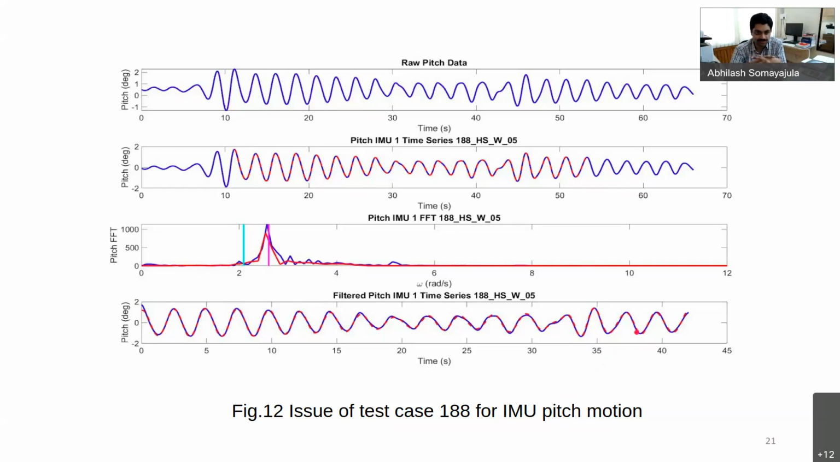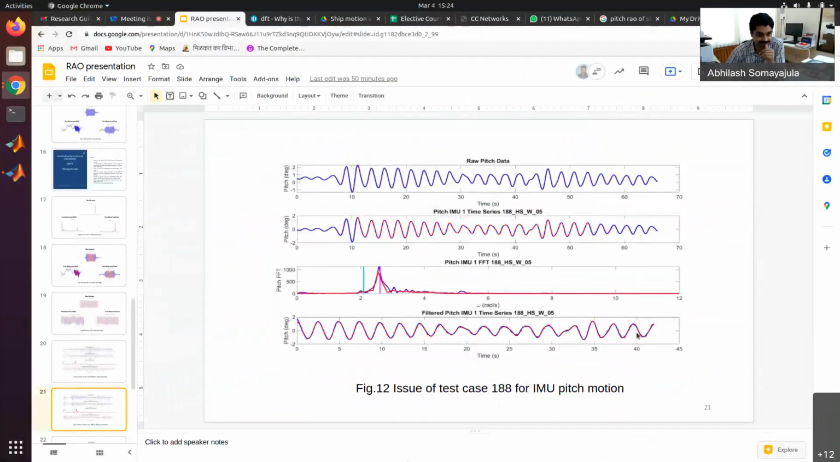Since the angles are small, it should not make much difference even if you did not do the transformation, but the right approach would be to do the transformation into the inertial frame first and then do this process. I think that would be the right approach. Okay, all right. So sounds like some progress is being made, but some more needs to be done.